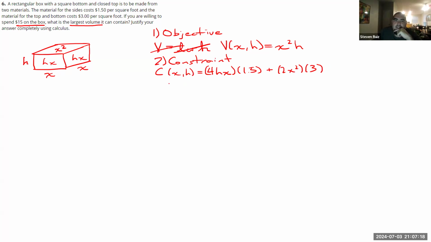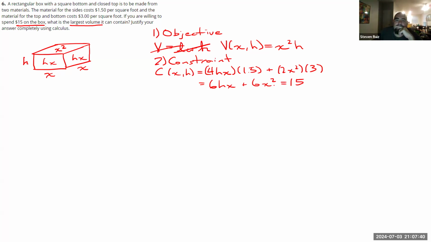So if I clean this constraint equation up a little bit, I get 6hx plus 6x squared. And that total, I want to spend $15. I'm going to spend the full $15 because I want to make it as big as possible so I can get the largest possible volume.